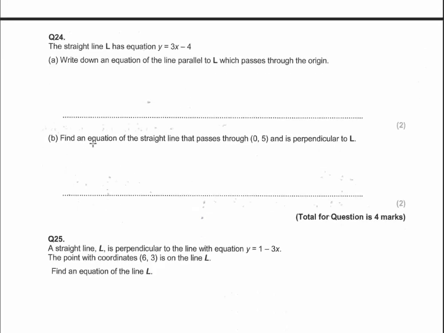Here, find an equation of the straight line that passes through (0, 5) and is perpendicular to L. So that's once again very much like question 21.